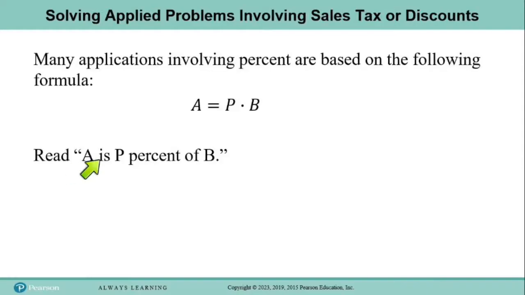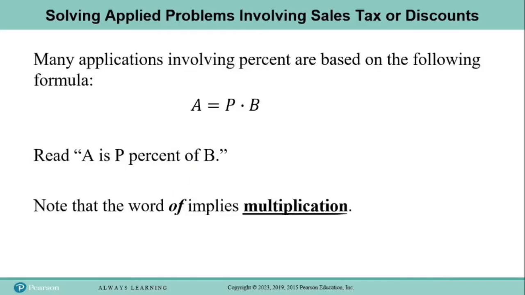So the amount is P percent of some base. A is P percent of B. Now notice that when we put it into words, the word "of" is represented by multiplication. And we find that a lot in math. The word "of" usually represents multiplication. So keep that in mind.